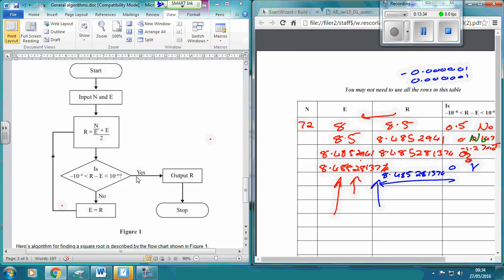So again, all we've done there is we've just started off with 72 and 8, and we have gone through and just repeated this process until we get to here and we say yes. So now we output R. So we can say that R equals 8.485281374.